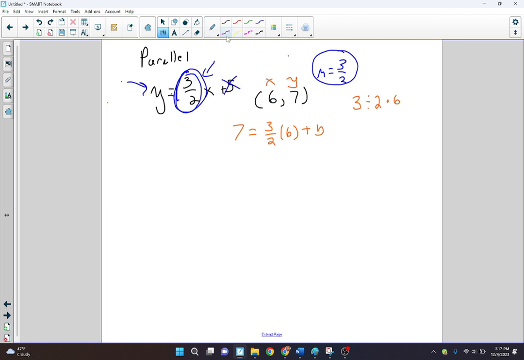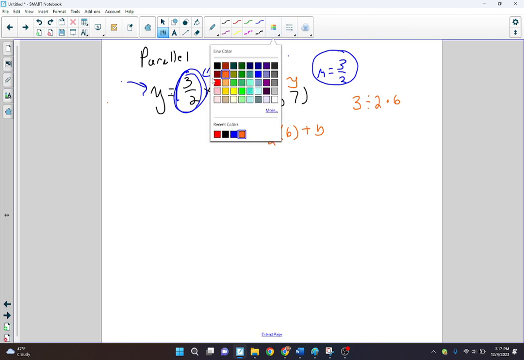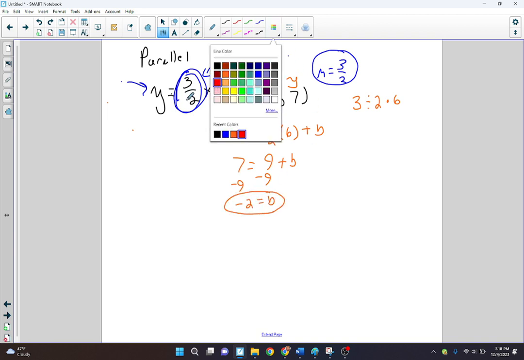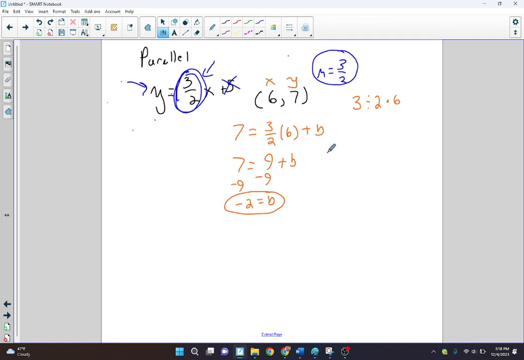Okay. So with that in mind, 7 equals 9 plus b. Minus 9, minus 9. Negative 2 equals b. Remember, you want an equation for your final answer? So it's going to be y equals 3 over 2 x minus 2. So I'm using the slope from here, and I'm using the b from here. Okay?